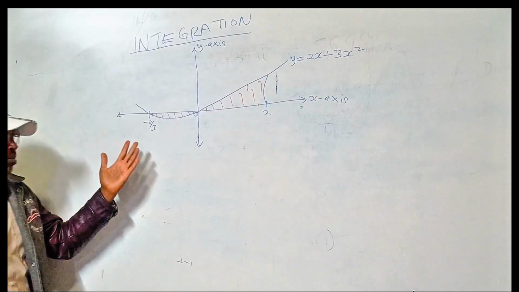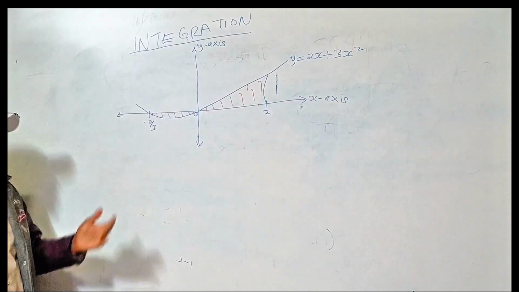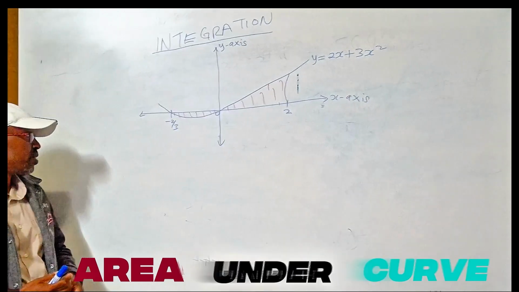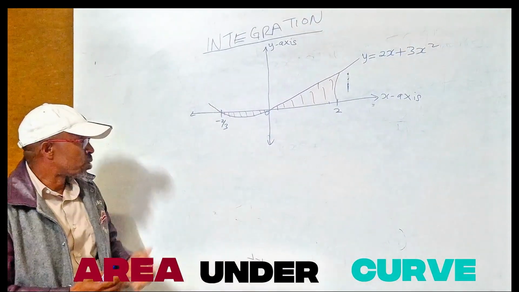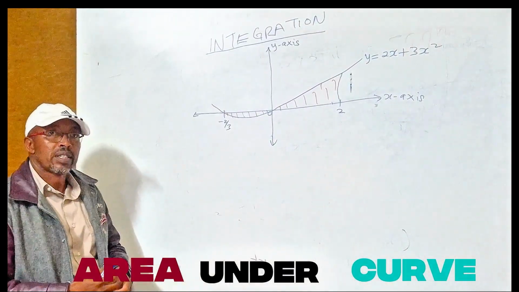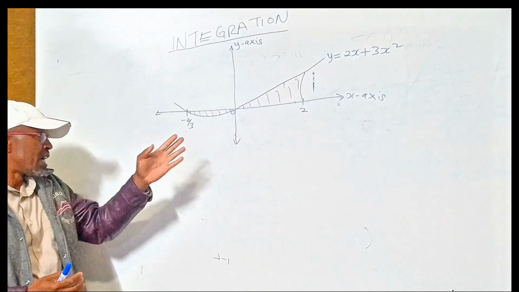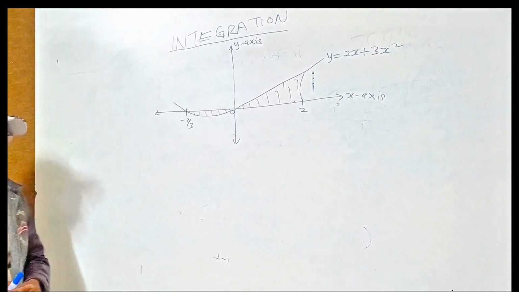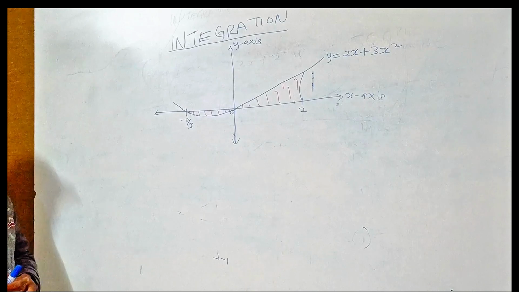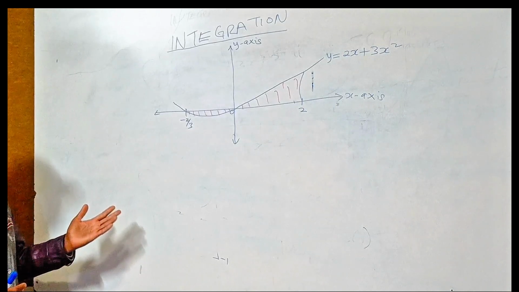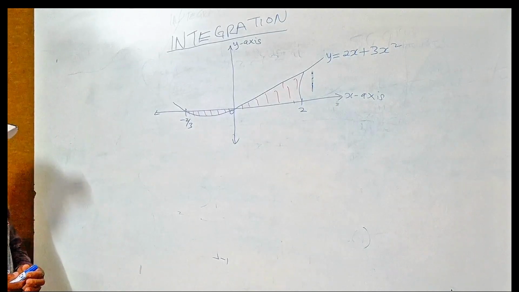In the sketch diagram, you are asked to find the area under the curve y equals 2x plus 3x squared, x equals negative 2 over 3, and x equals 2. So we want to get the shaded area, finding the area under the curve.